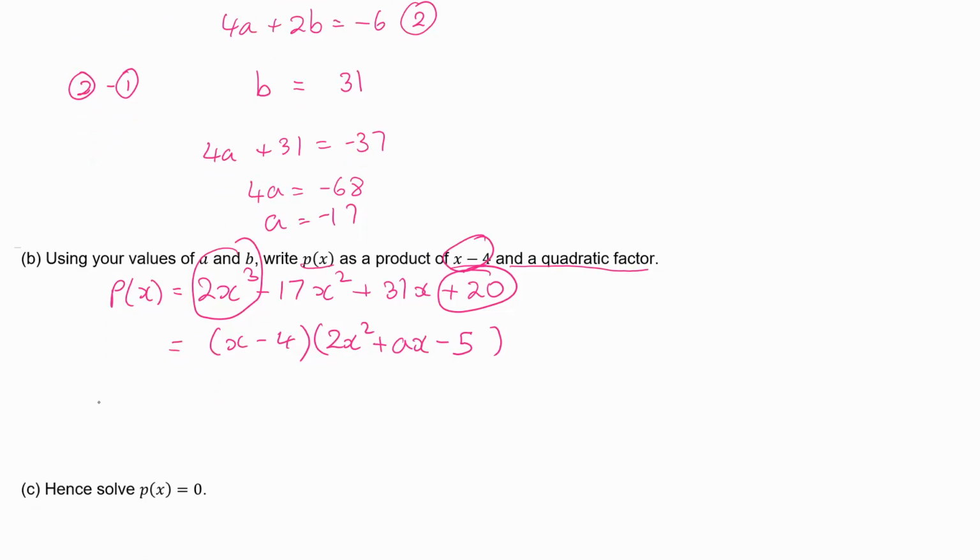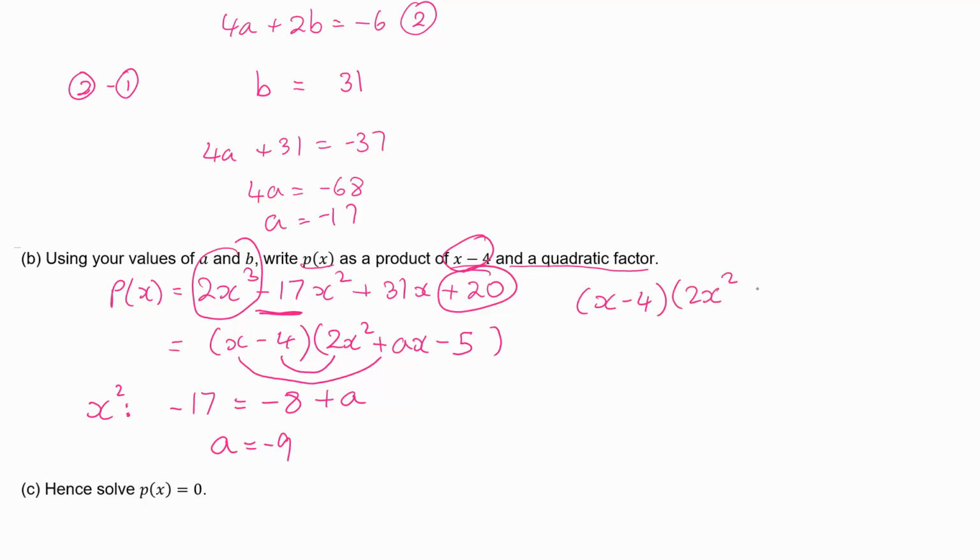And then we can look at coefficients of x squared. In the original, that is negative 17. If we get it from expanding, we'll get negative 8 from there and a from there. And that gives me that a is negative 9. So what we have is x minus 4 times 2x squared minus 9x minus 5.